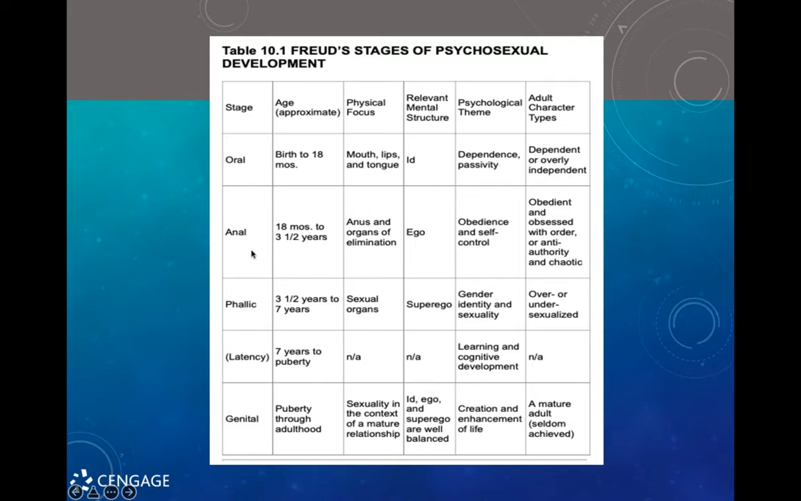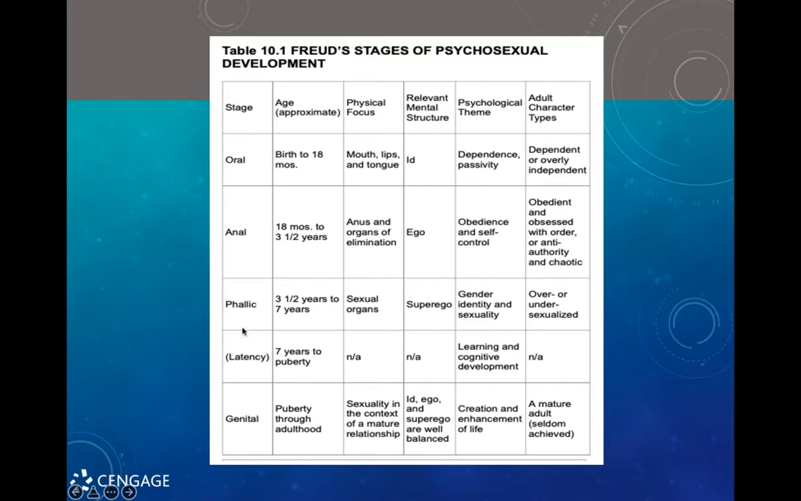The same with anal. Remember how you could describe somebody, oh, he's being so anal. So it's a similar concept. So the ego is the relevant mental structure under this stage. The anus and organs of elimination are the physical focus, and the psychological theme is learning how to obey, learning self-control, and if things go right, you gain a balance. If things don't go right, you get fixated. Either you become too obedient, like fascist, or too disobedient, like a rebel, or on the chaotic side, right? Like anarchy or nihilism and those aspects.